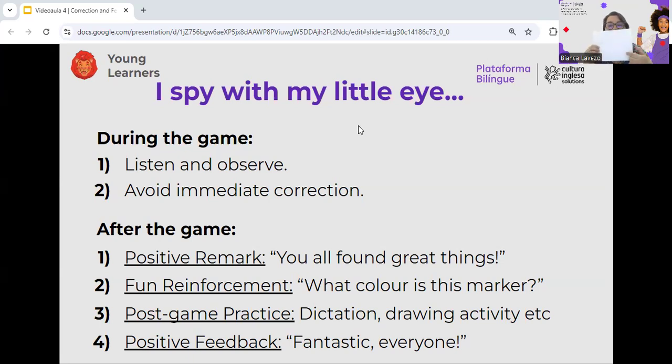Or draw something big here. Draw something big. Draw something small. Something like this. Something beautiful, for example. Or draw a triangle. Draw a circle. Anything like that.